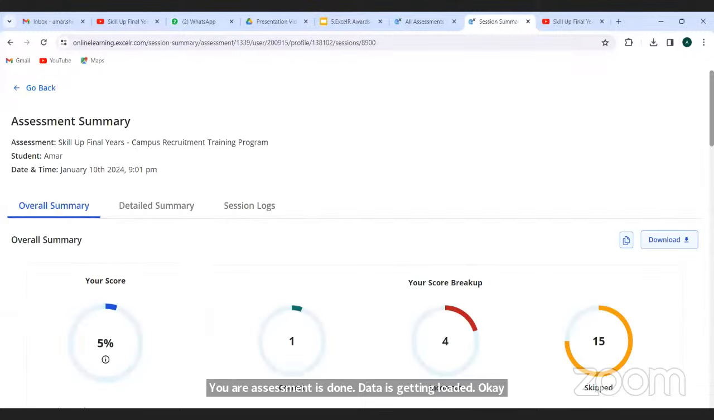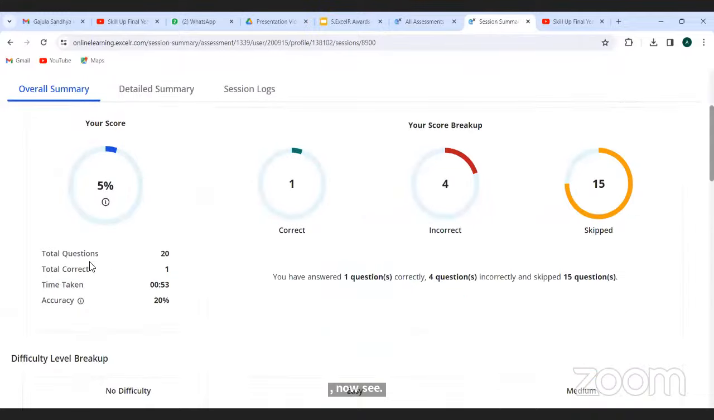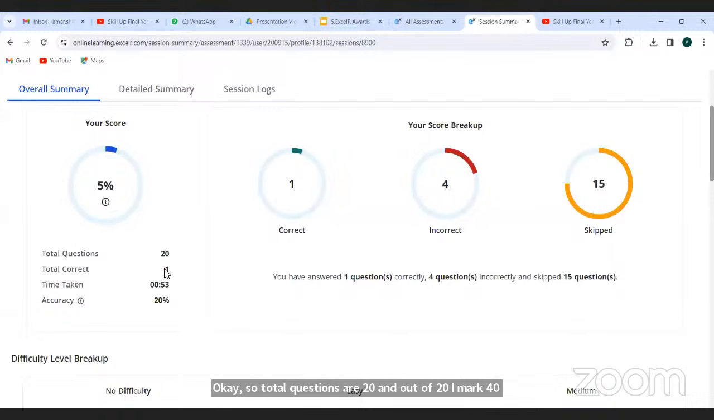The overall summary of the session: total questions are 20, and out of 20, I marked 20 questions, but total correct is 1. How much time do I need to solve each question? Because for aptitude, there are always time constraints, so you have to check on that as well.